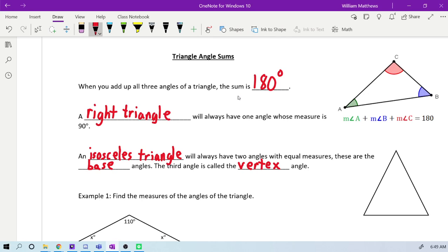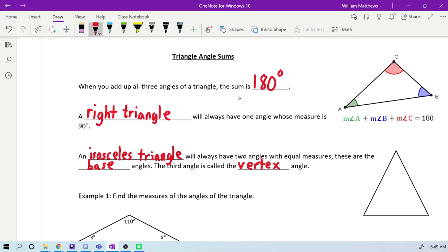So in this case, if this were a right triangle, then our measure of angle C would be 90. We wouldn't have to worry about explaining anything else as long as it's stated that it is a right triangle.